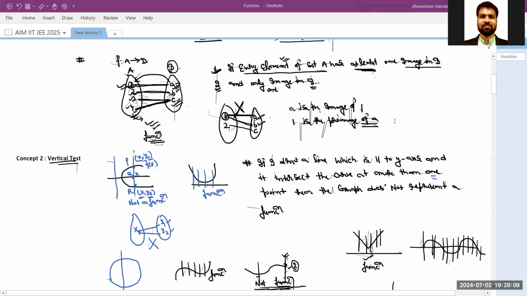See, the vertical test method comes from here. In the definition of function, we know that every element has at least one image in B, and only one image in B. This is the definition of function. Why is this the definition of function? Because function belongs to the real world. Let's take one example from the real world.